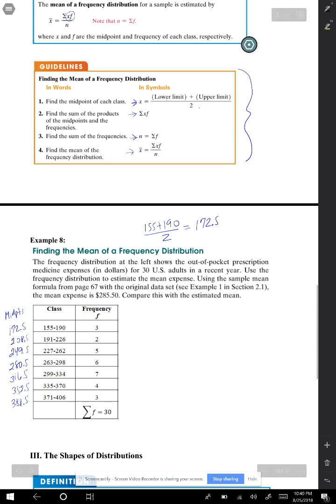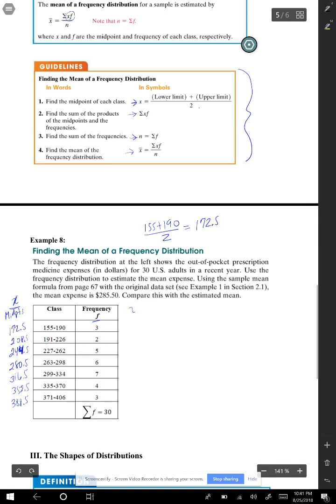Okay, once you do that, the midpoint is going to be your X, and your frequency is your F. So these are your X's, and your F's are over here. That's what we're going to use with this formula from up here. We need the sum of the X times F. Now I was checking this. This is 244. I couldn't tell if that was a 4 or a 9. That's 244.5.